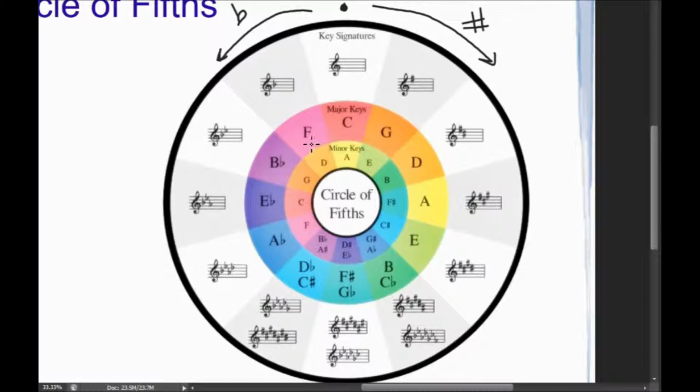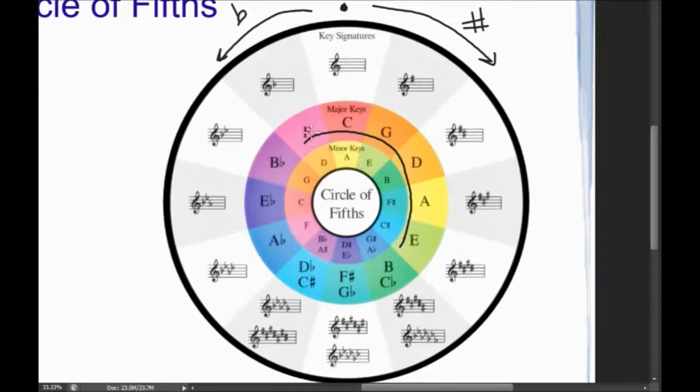The order of the sharps and the flats is actually built into the wheel as well, because they're all related in fifths themselves. So take a look here. We start with C and then move to G and D for our sharp keys. G major has F sharp, D major has F sharp and C sharp. And if we kept going, we would see this pattern: F, C, G, D, A, E, B.